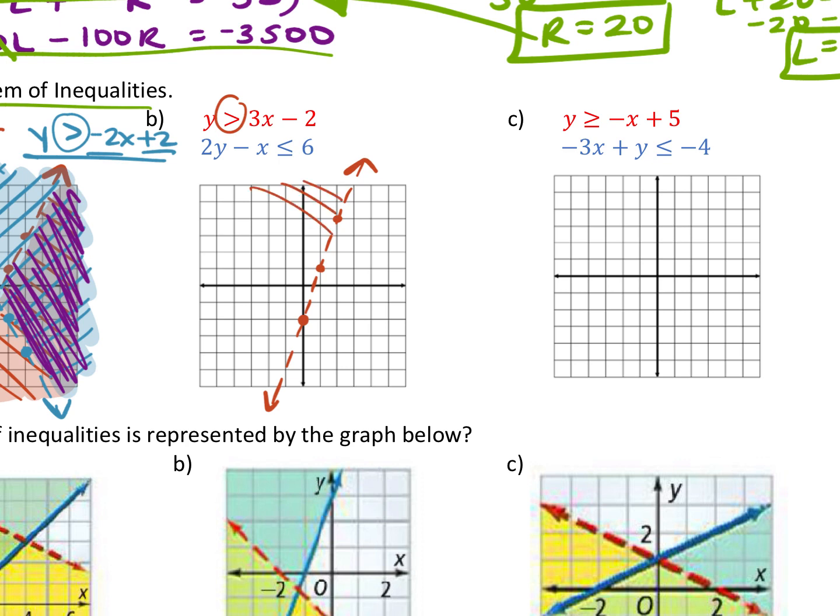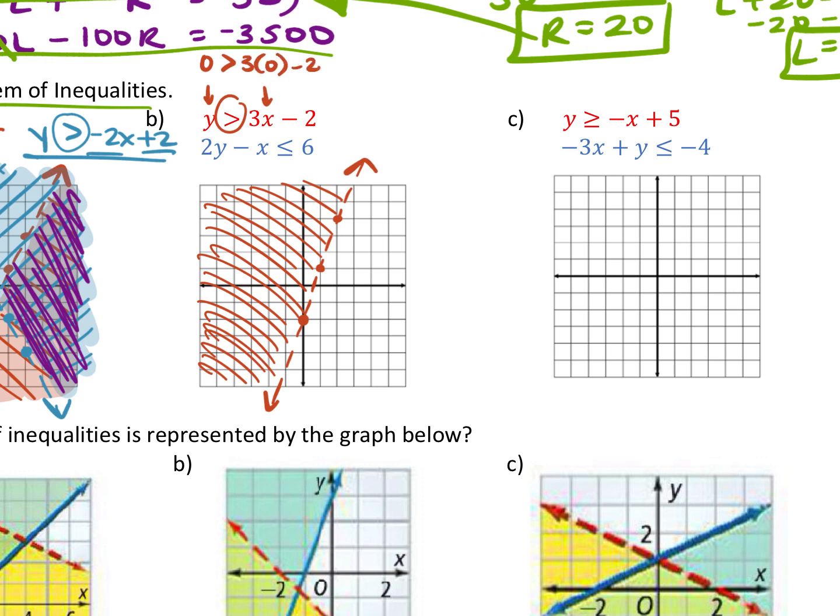I'm just going to do my shading like this this time. For those of you that liked it better yesterday, you can plug in 0, 0 to determine where to shade. Let me show you that one time. So if I plug in 0, 0 for x and y, it would be 0 is greater than 3 times 0 minus 2. So 0 is greater than, that equals a negative 2. 0 is greater than negative 2, so 0, 0, which is right here, would be part of our answer. So that's how you know to shade this way, because that was a true solution.